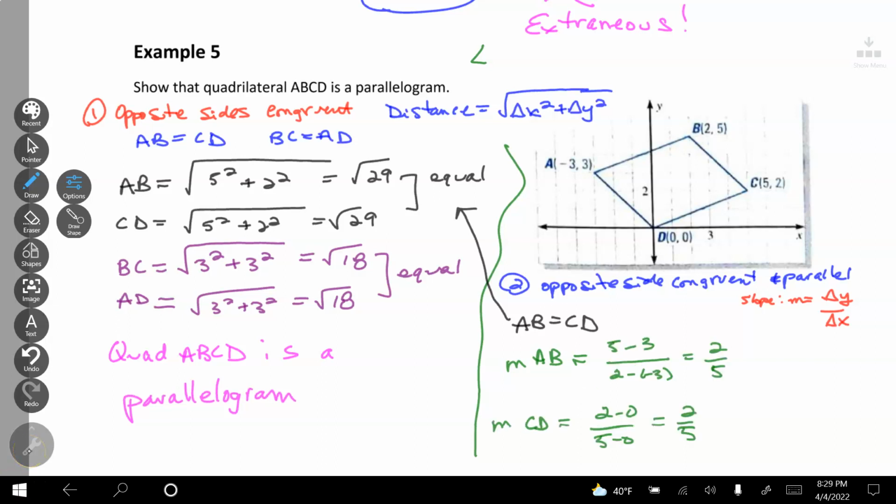So I did my formula for slope, and I showed that the slope of AB and the slope of CD both equal 2/5. That means they are parallel since they have the same slope. So if AB and CD are congruent, and AB and CD have the same slope, which means they're parallel, that means it is a parallelogram.